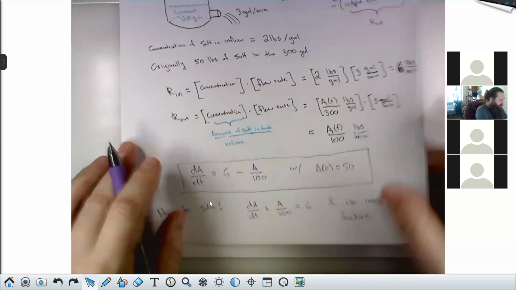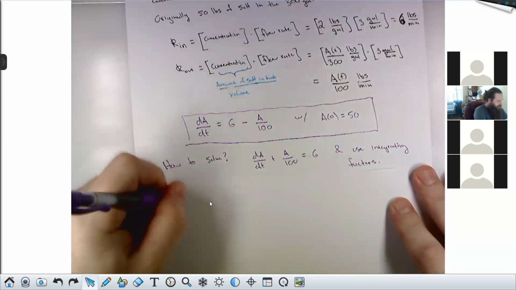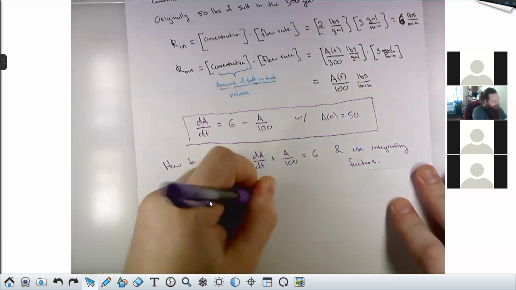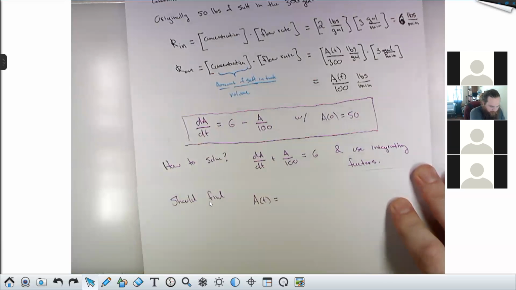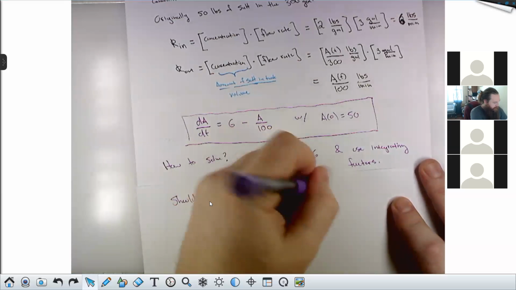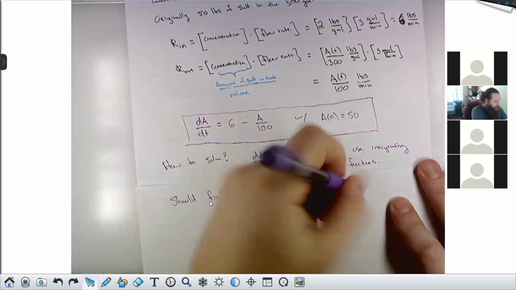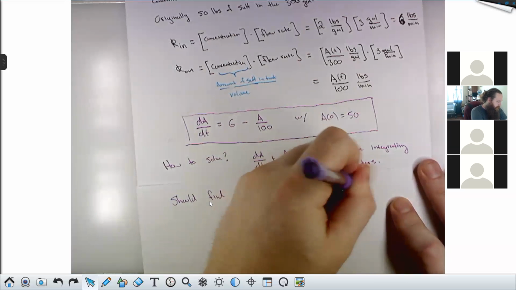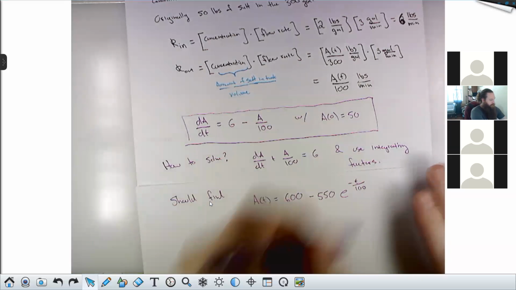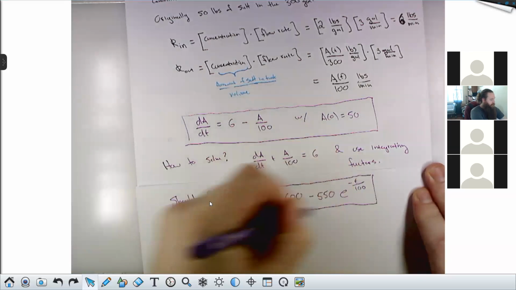You should find that the function A of t is equal to 600 minus 550 e to the negative t over 100. That should be your solution function after you solve the ODE and then use the initial condition to find the constant.